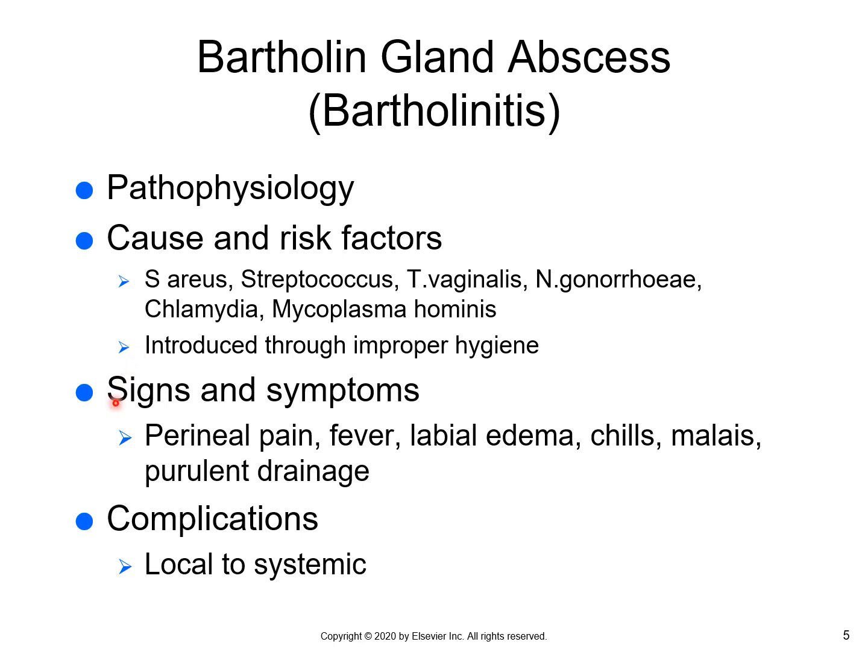Okay, signs and symptoms of Bartholinitis. There will be perineal pain, fever, labial edema, chills, malaise, and purulent drainage. Complications that we don't want to happen. Well, it's local, right? Because it's in the Bartholin gland. It starts there. However, it could also spread from local to actually systemic, right? And we don't want it to be systemic, okay?